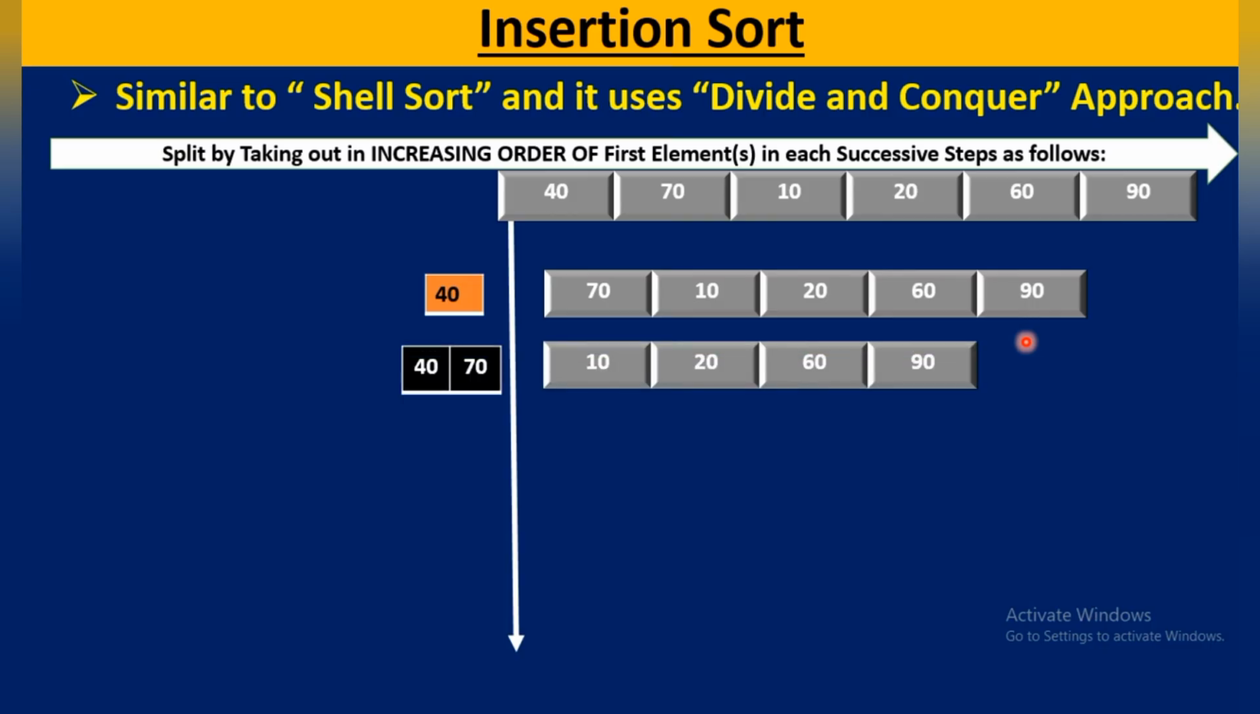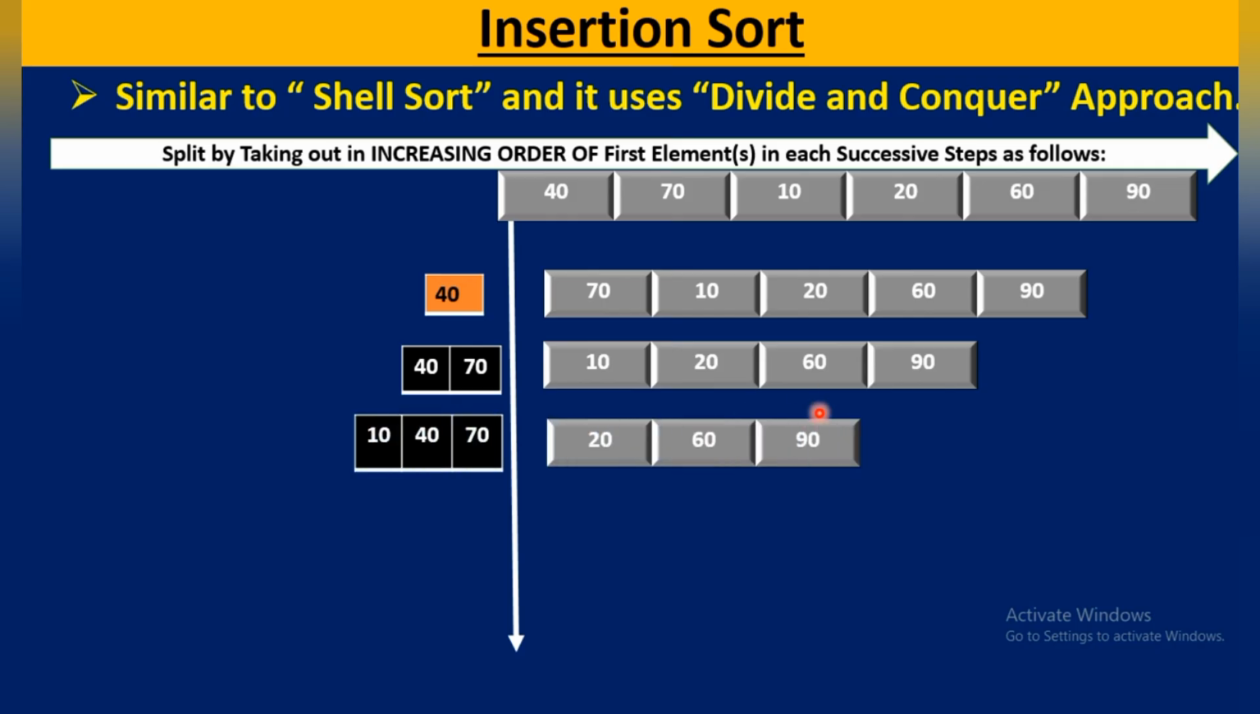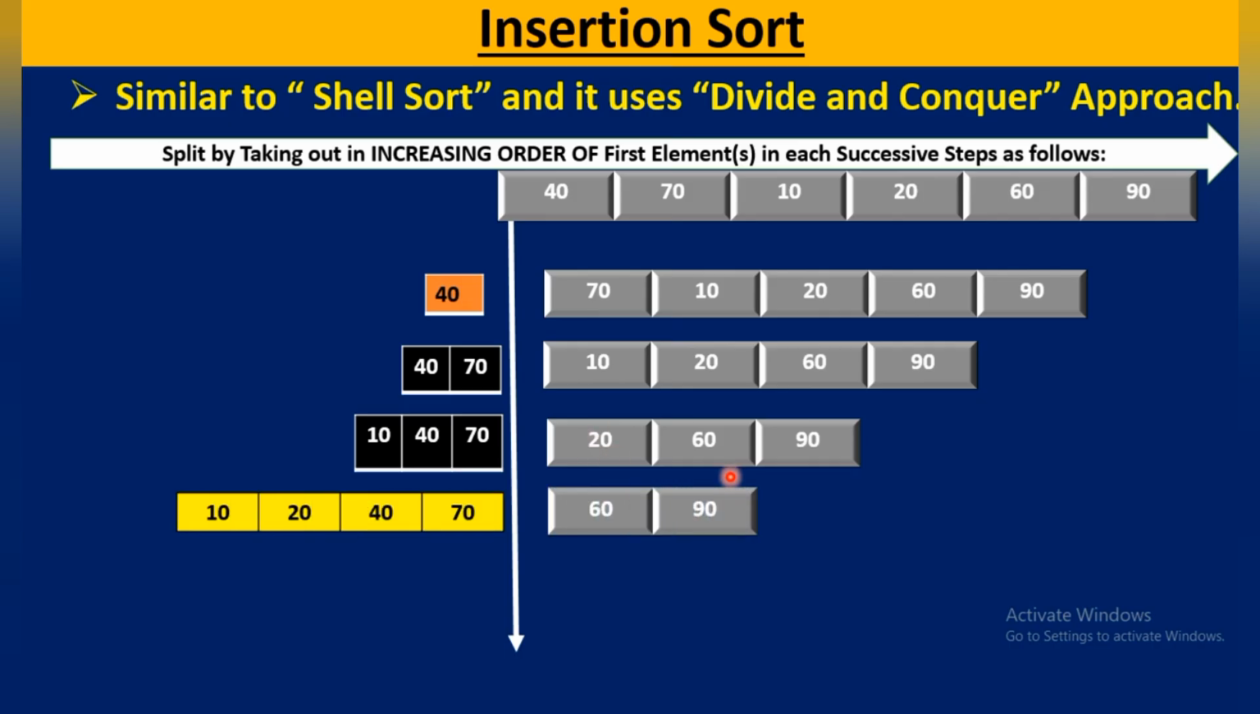Now take the second element, which is 70. See how it is ordered here: 40 and then 70. It means we are writing it in ascending order, 40 first, 70 second. On the right side we write the remaining elements, that is 10, 20, 60 and 90. What is the next element present? The next element is 10, friends. How do we write it? Watch the left side, ascending order: 10, 40 and 70. On the right side we place the remaining elements.